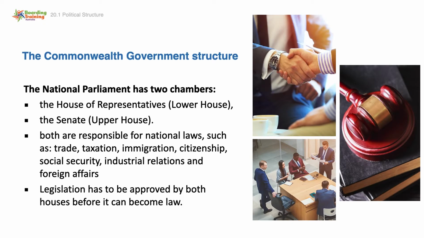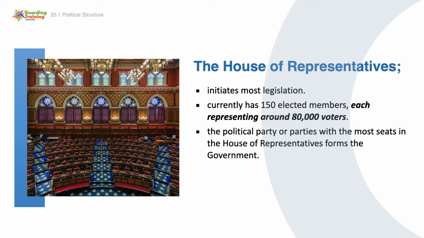The National Parliament has 2 chambers, the House of Representatives, or the lower house, and the Senate, the upper house. They're both responsible for national laws such as trade, taxation, immigration, etc., and legislation has to be approved by both houses before it becomes law. The House of Representatives initiates most legislation. They currently have 150 elected members, each representing about 80,000 voters across Australia. And the political party with the most seats forms the government.